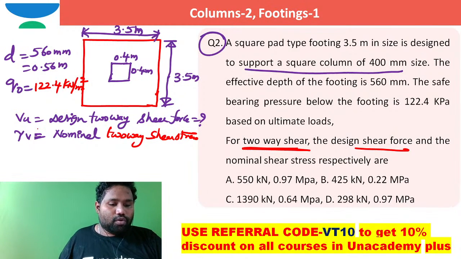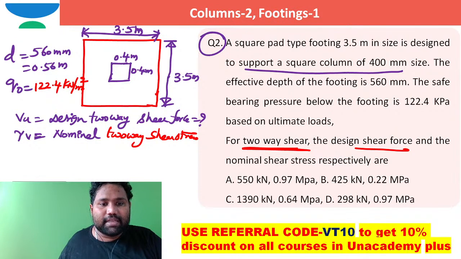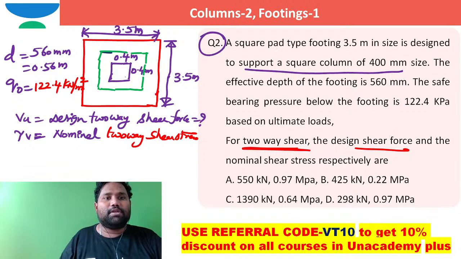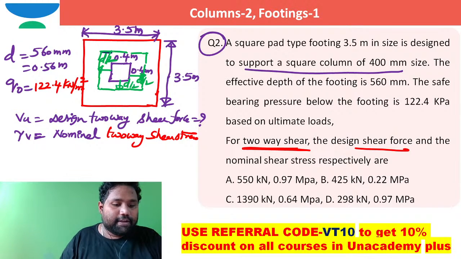So coming to this Vu, the critical section for punching shear or two-way shear is at a distance of d by 2 from the face of the column. So if I take from this face of the column, this is the section where two-way shear failure is possible. From the face of the column, this is at a distance of d by 2, d by 2 from the face of the column, right? This I can say is the two-way shear failure.